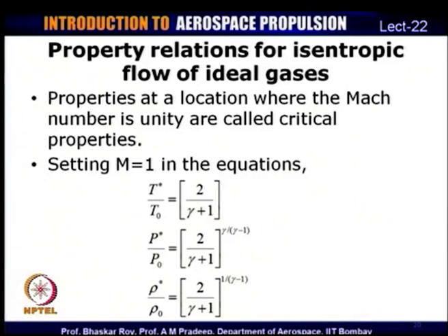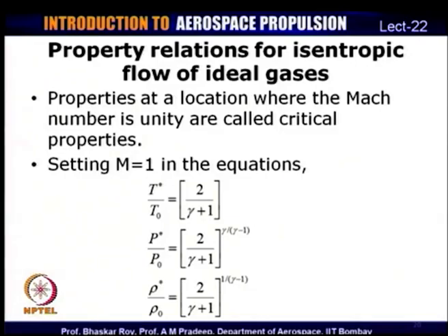Now, if Mach number is equal to 1, as we have seen at the end of the nozzle, then if you put M equal to 1 in those equations, the properties that we get are known as critical properties, and they are denoted by a superscript star. So, if we equate M equal to 1 in them, we get T star by T naught is equal to 2 by gamma plus 1.